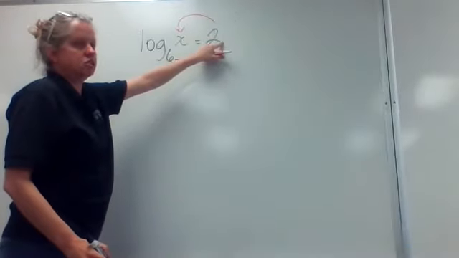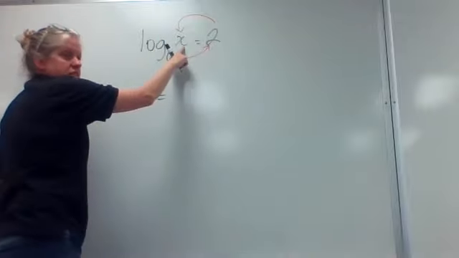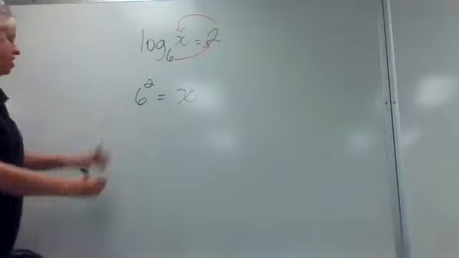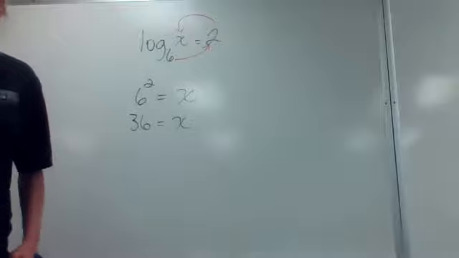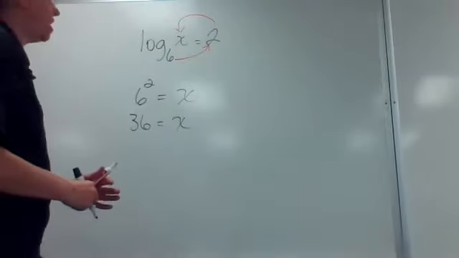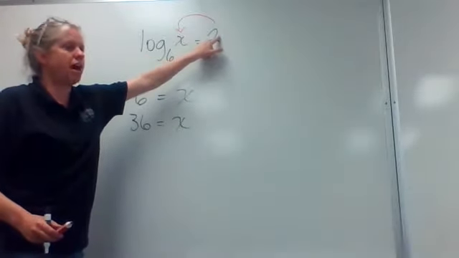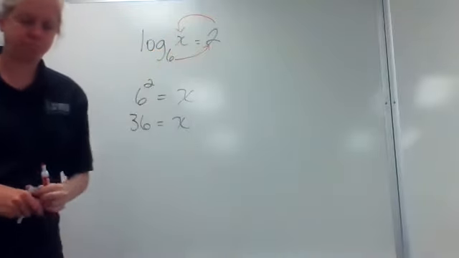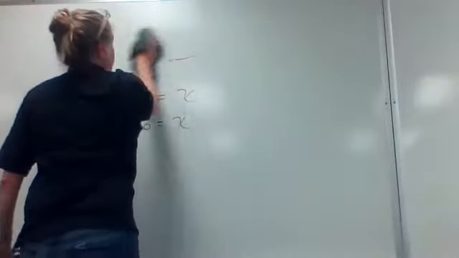6 squared equals what's in this position, which is just an x. And what is 6 squared? 36 equals x. So it's really nice if you just have one log. Then you'll just turn it into exponential by raising this base to this power and make it equal to what's in this position. Same thing in number 11.